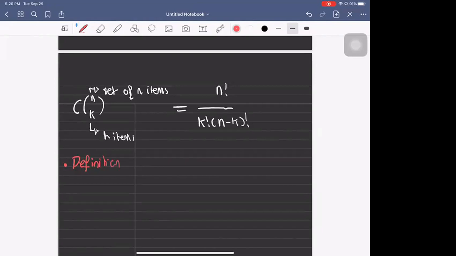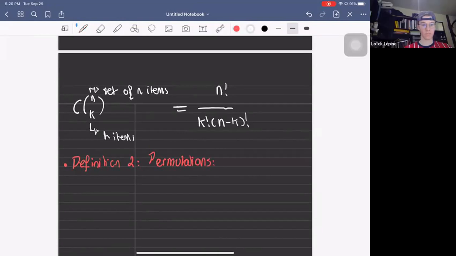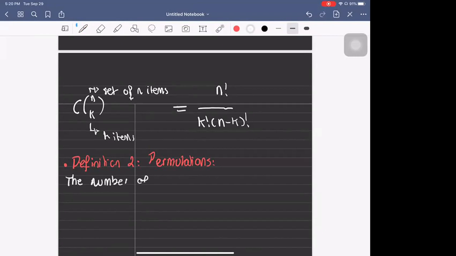The second definition now. This is fairly elementary stuff. I'm sure you must have seen it probably in your high school stats class or math. So for permutations, definition 2, the number of possible permutations.